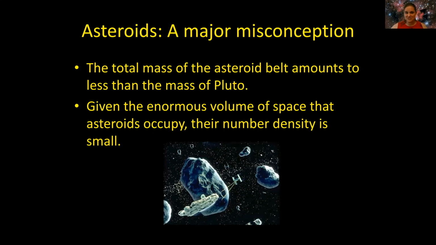The average distance between some of these asteroids is about several hundred miles. So you don't get to see some of these asteroids really up close and personal. And since there's a huge amount of space for the asteroids to occupy, their density is really small. Also keep in mind that the total mass of all the asteroids put together is less than the mass of Pluto.